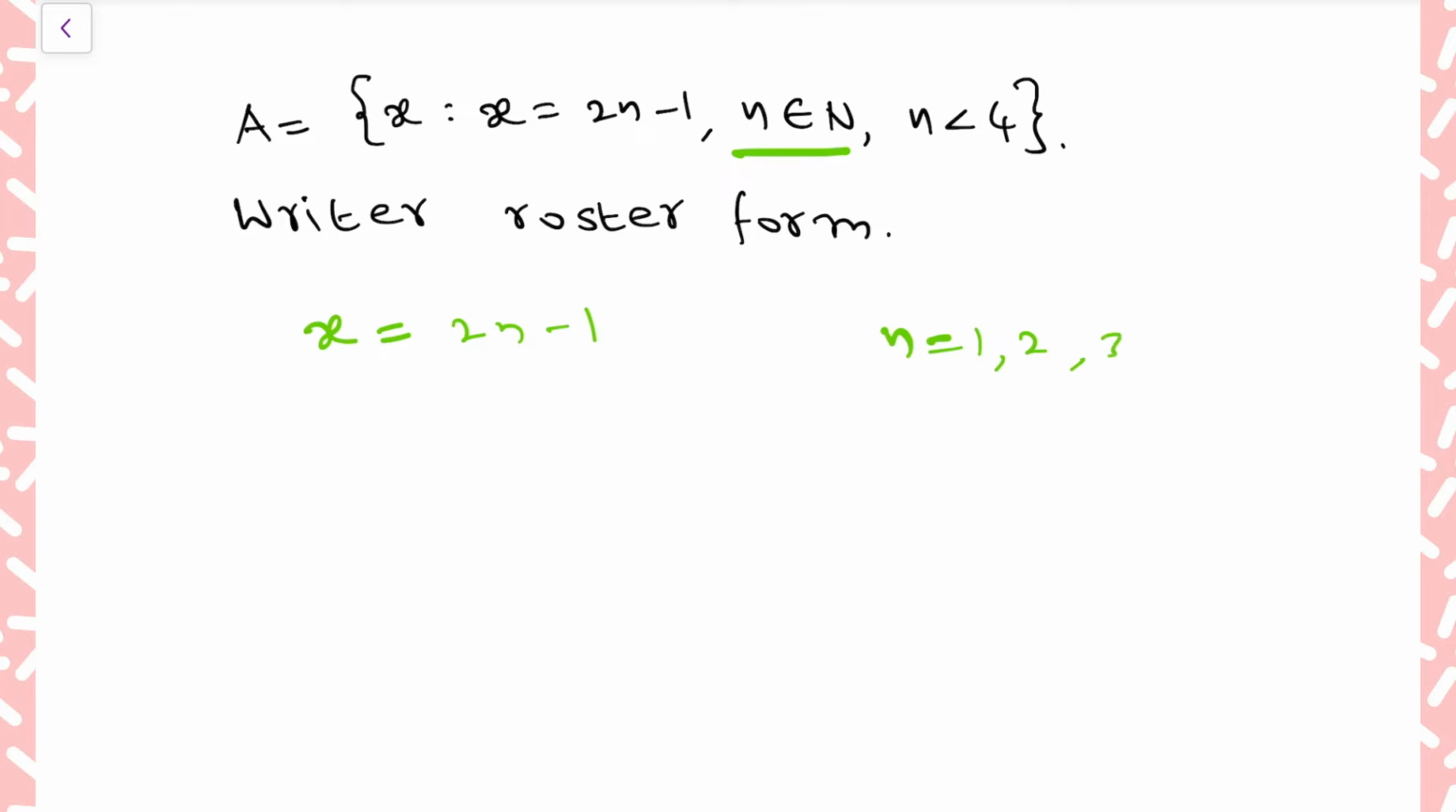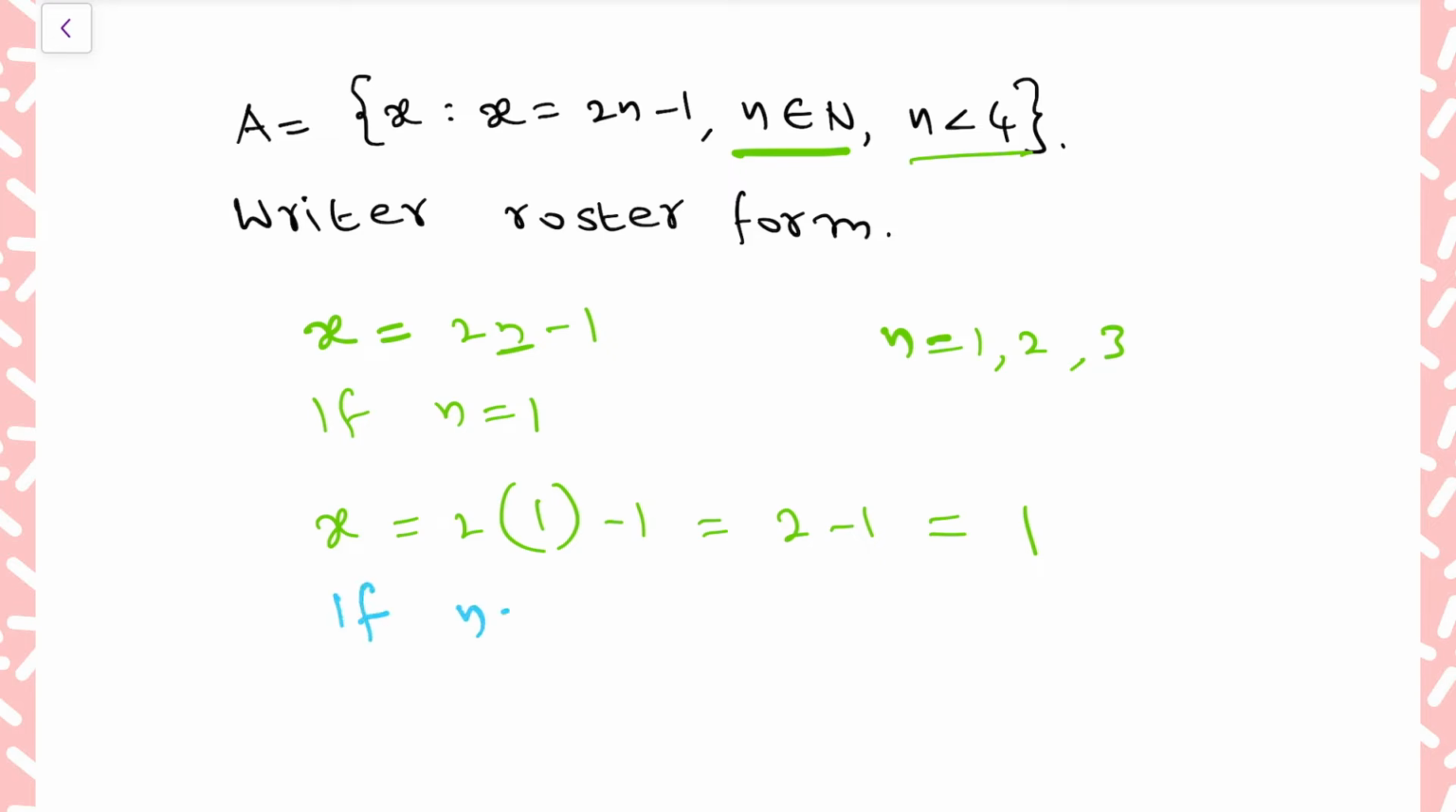Now next, what exactly he gave the condition? n is less than 4. So it means 1, 2, 3 only. So the numbers are 1, 2, 3. One by one number we need to substitute in the place of n. If n equals to 1, so x equals to 2 into, in the place of n, substituting 1, minus 1. 2 ones are 2, minus 1. 2 minus 1, 1.